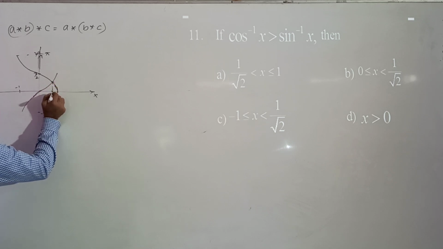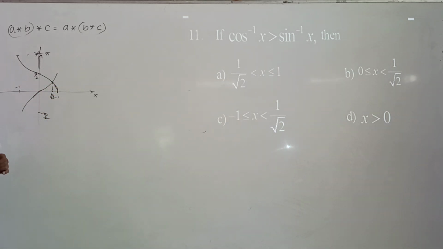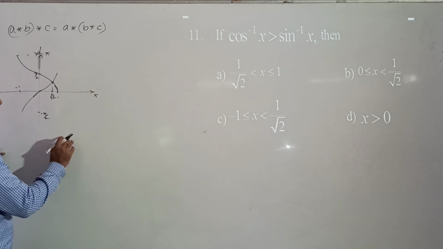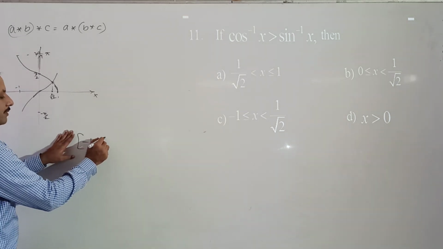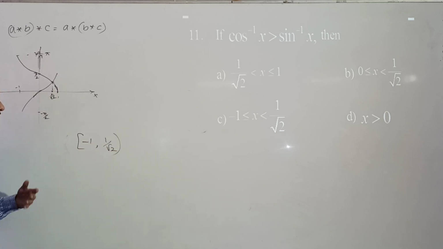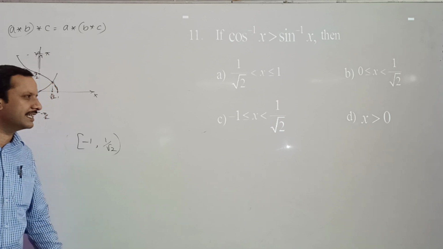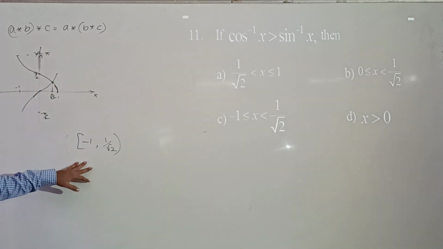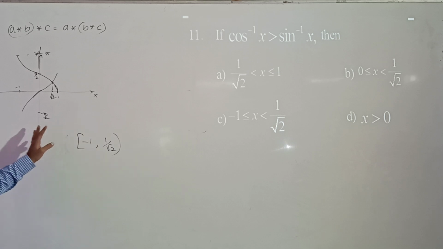This point is nothing but 1 by root 2. At 1 by root 2, sin inverse x is equal to cos inverse x. We want to know where cos inverse x is greater than sin inverse x. Look at the graph. From minus 1 to 1 by root 2, the graph of cos inverse x is greater than the graph of sin inverse x. At 1 by root 2 they are equal. After 1 by root 2, sin inverse x overtakes the graph of cos inverse x. So we want cos inverse greater than sin inverse x, and the answer should be minus 1 to 1 by root 2, open at the end. Which means x is greater than or equal to minus 1 and less than 1 by root 2. This is the answer. Through this graph it is very clear.